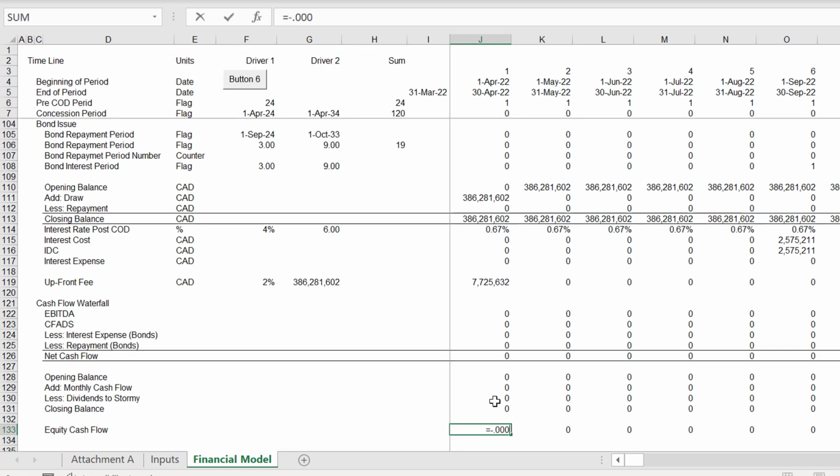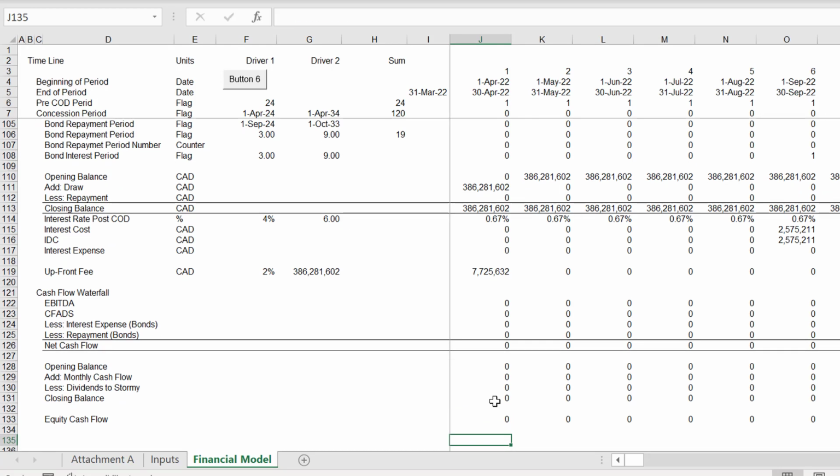Minus 0.0001, and then we put the equity IRR.